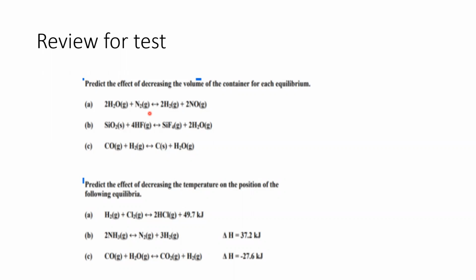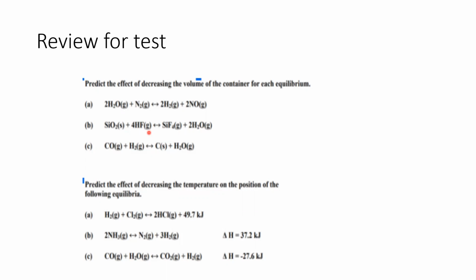It's going to shift towards the left, right? We've got 3 moles of gas on the reactant side, 4 moles of gas on the product side. Shifting to the left will decrease the pressure and reestablish equilibrium. Excellent. Okay, let's look at B.